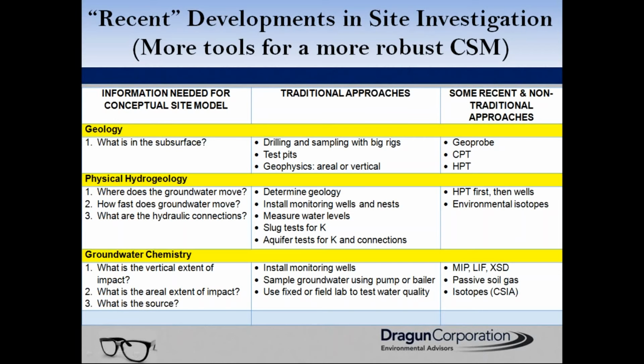And then the traditional approaches, I'm going to talk a little bit about that under the geology section. Mike will talk more about the hydrogeology and groundwater chemistry portion. And I'll also talk about some of the non-traditional approaches as we move from the traditional approaches to understanding geology to some of these non-traditional approaches. Mike will discuss some of the other approaches under the hydrogeology and the groundwater chemistry section.